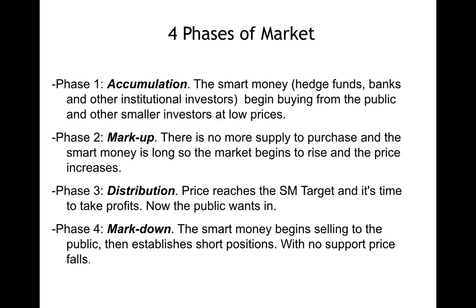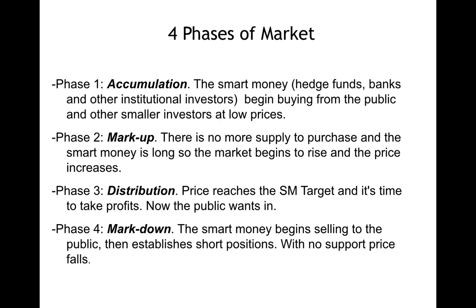Now, Wyckoff said that there were four phases of market. The first phase was called the accumulation phase. This is where the smart money, so the hedge funds, banks, and other institutional investors, begin buying from the public and other small investors at low prices. Markup is when there is no more supply to purchase and the smart money is long, so the market begins to rise and the price starts to increase.